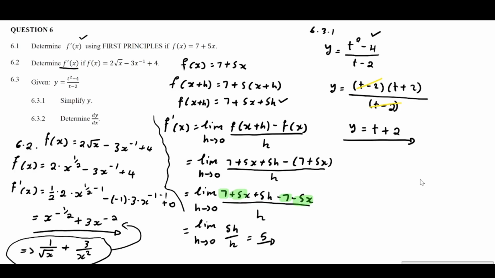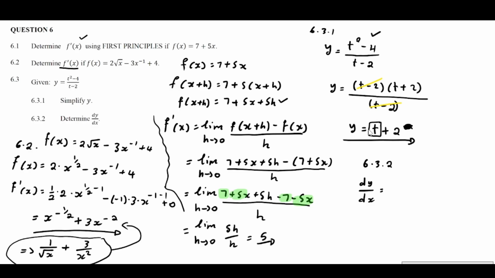And then 6.3.2, they say then determine dy over dx. Be very careful here. dy over dx of this one here, there's no x here, you are given t, so that means t, you're going to treat it like a constant, just like you're going to treat 2 like a constant, because here the notation says you're differentiating y with respect to x, but when you look at the expression, it does not have x.